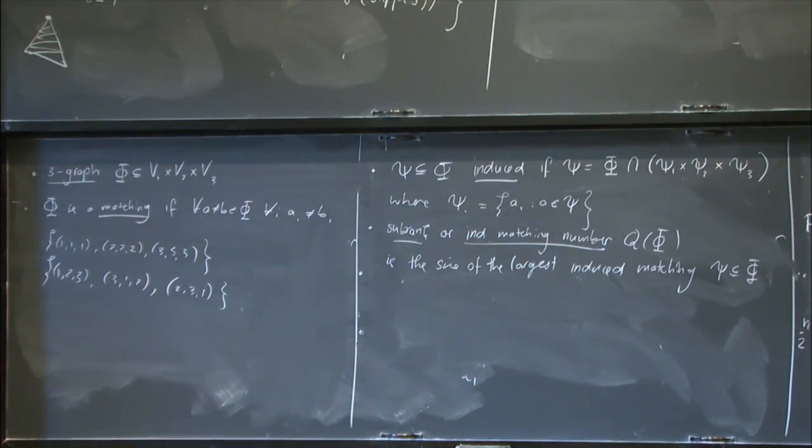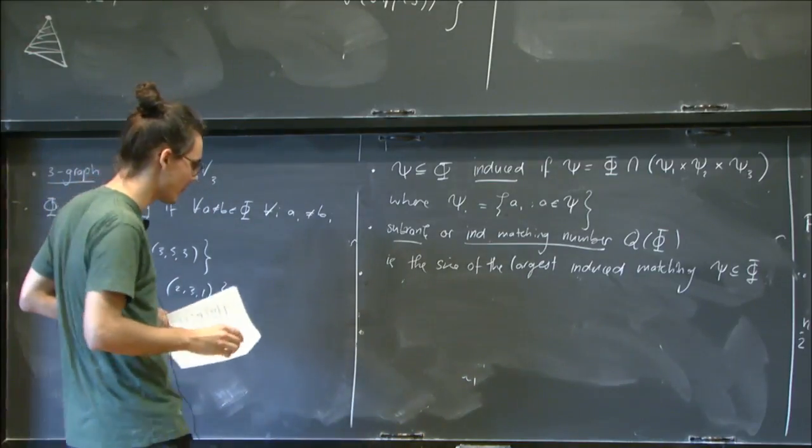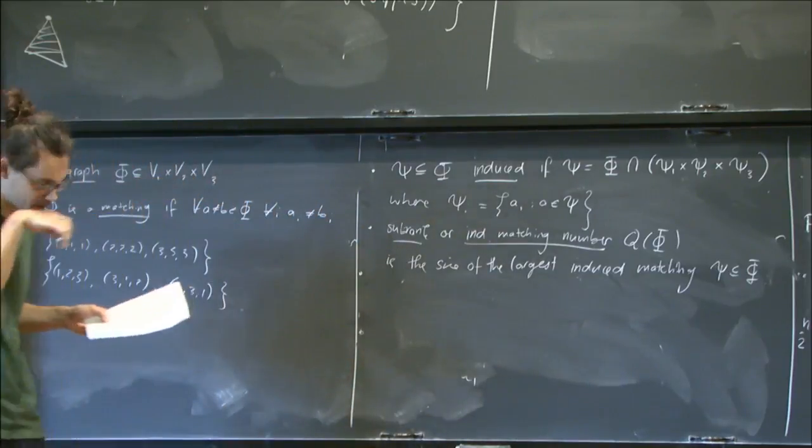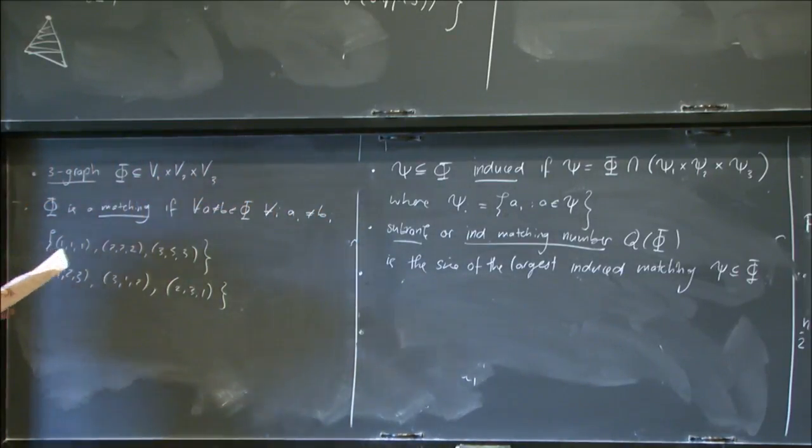So in a bipartite graph, what would be the difference with the maximum matching in this bipartite graph? Sorry, it would not be induced. It can be much smaller than the maximum matching. So I give you an example. If you take a complete bipartite graph, then you get only one element, I guess. So it's much smaller.